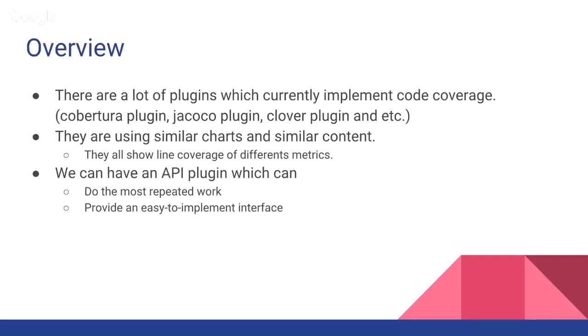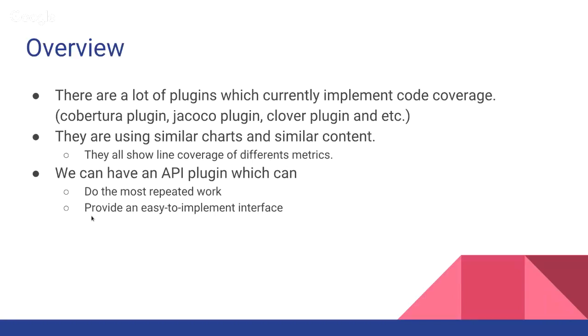Regarding this project, there are a lot of plugins which currently implement code coverage, for example the Cobertura plugin, the JaCoCo plugin, the Clover plugin, and so on. Those plugins use similar charts and similar content. They all show line coverage of different metrics, for example line coverage of package A, package B, method C, and method D.